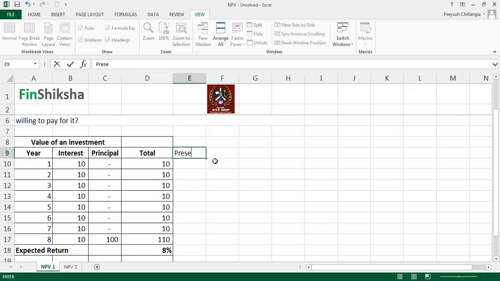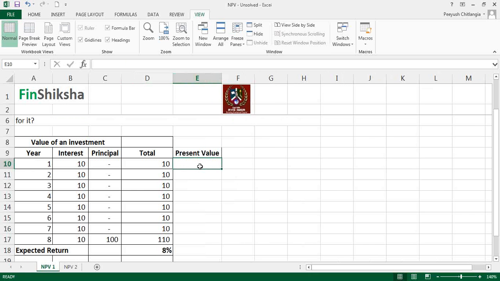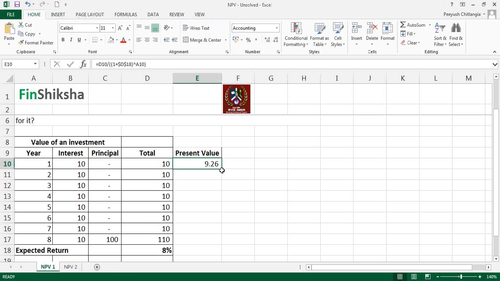We will take this number. So let's write present value and let's take 10 divided by, open two brackets, 1 plus the rate of return, which is 8%, freeze it so that when we drag down it does not move, raised to the power, the first cash flow is to be raised by 1 year, right? This is going to happen at the end of the first year. So we raise to the power 1 year, we get a number of 9.25 something. Let's format it, that's 9.26. And I can just simply drag it down all the way up to here.